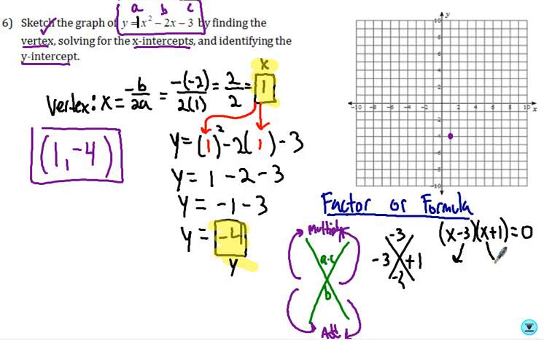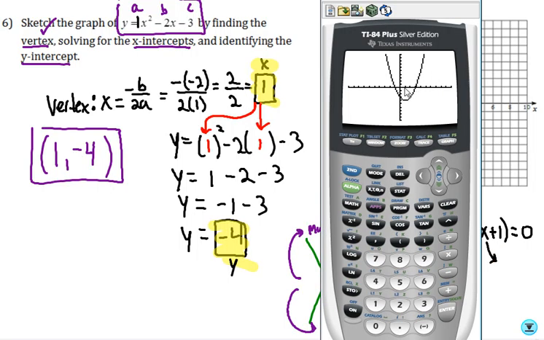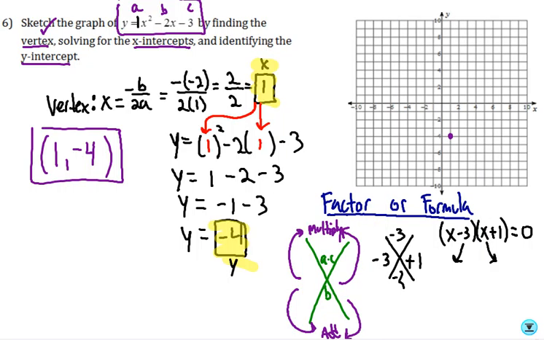Now, since we have two factors, because we have two places where the parabola crosses the x-axis, we're going to have two x-intercepts. So we're going to separate these two things apart and then solve for each x. So I've got x minus 3 equals 0, and then I've got x plus 1 equals 0. And just a little simple one-step equation to solve. And we get x equals negative 1.